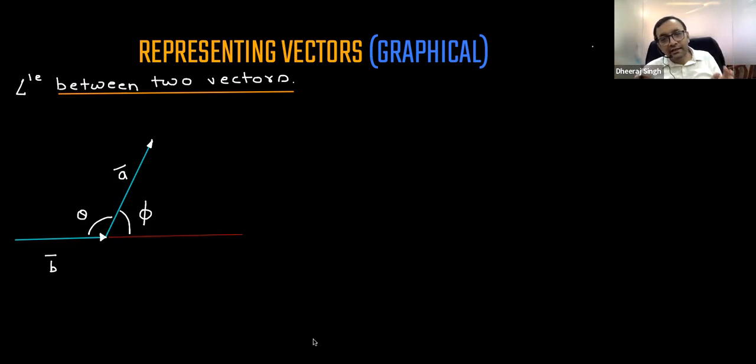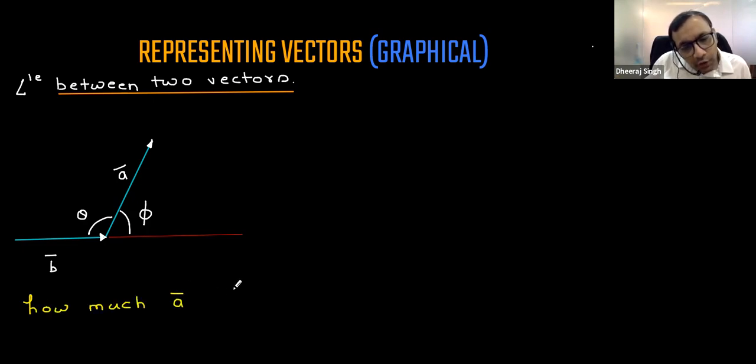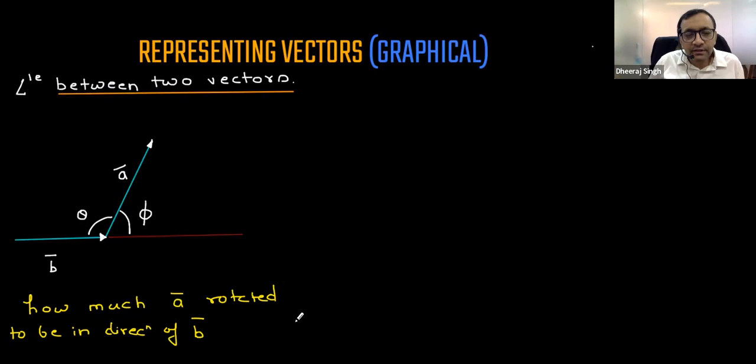Okay, some of you saying theta, some of you saying phi. Now tell me how much A should be rotated to be in the direction of B. Can you answer this? Should it rotate by theta or phi? Phi, right?